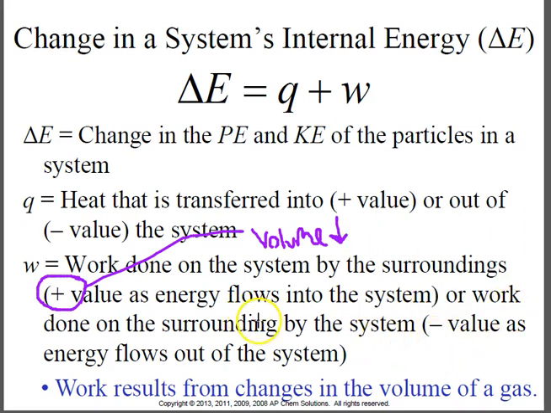If the system does work, then the volume will go up and the value will be negative. This would be the case when a gas expands, so it's pushing on the surroundings, doing work on the surroundings, and then your work sign would be negative because the work is going out to the surroundings, not coming in from it. Okay, so take a minute and pause if you need to really understand these signs. It's kind of key to our understanding of energy, work, and heat.